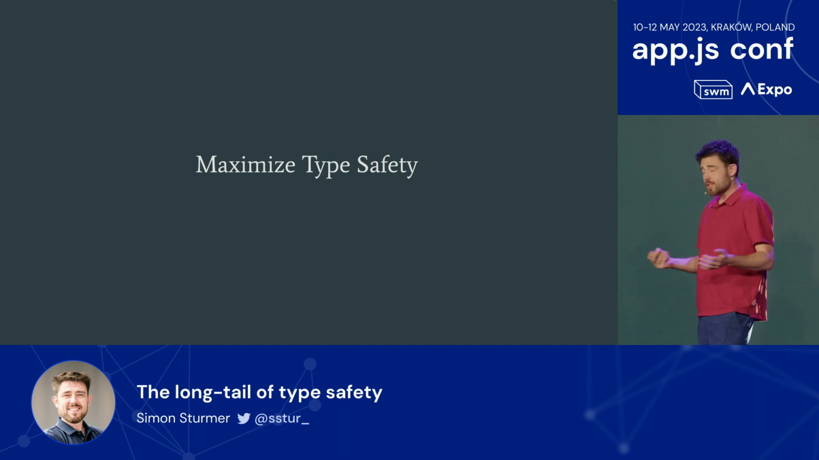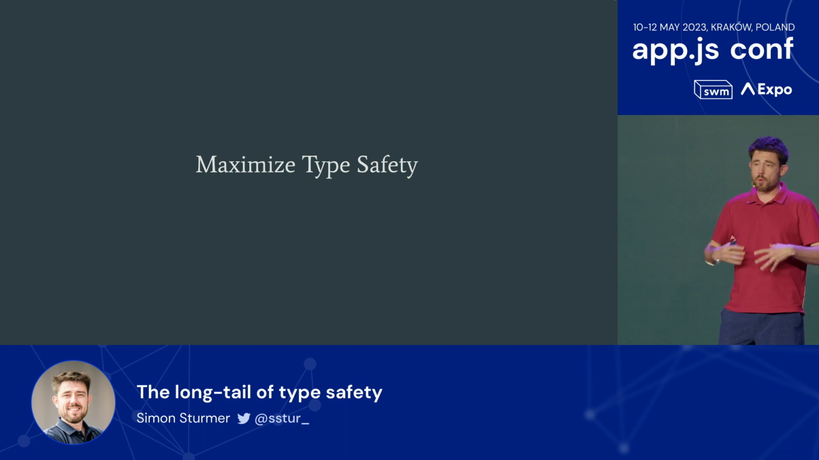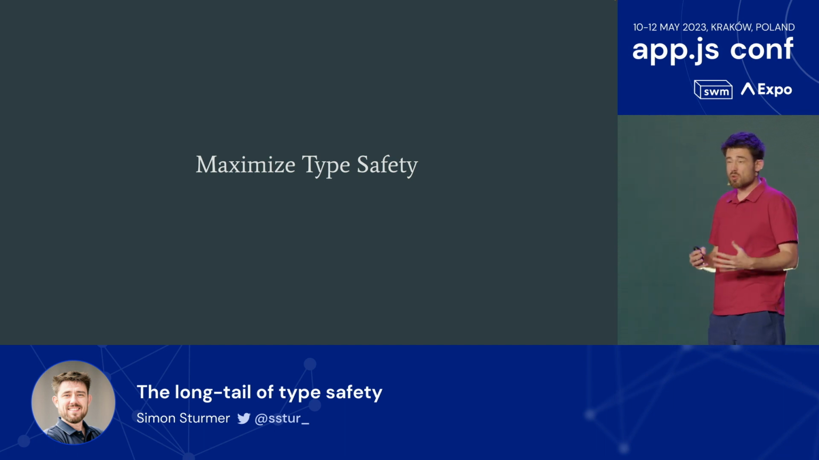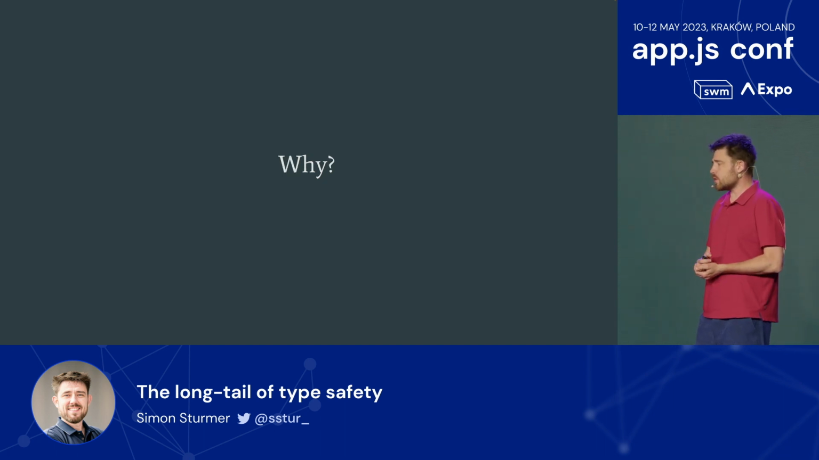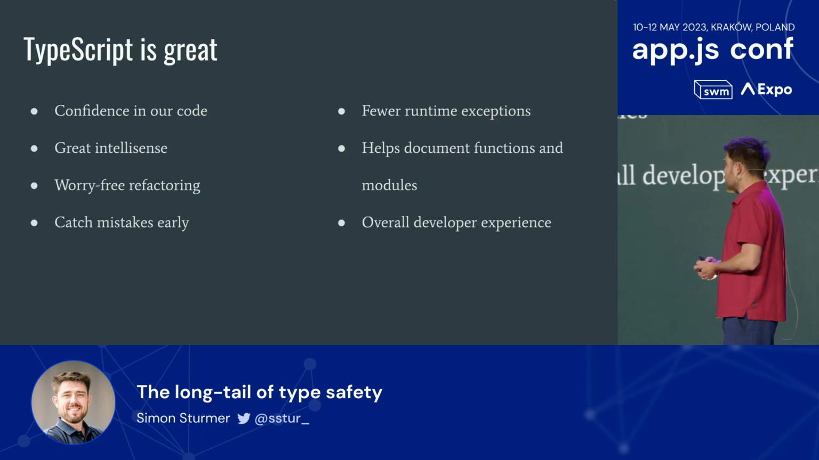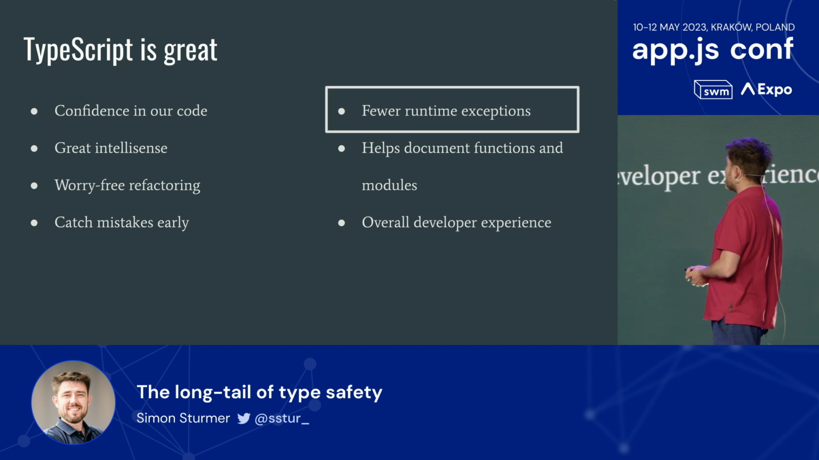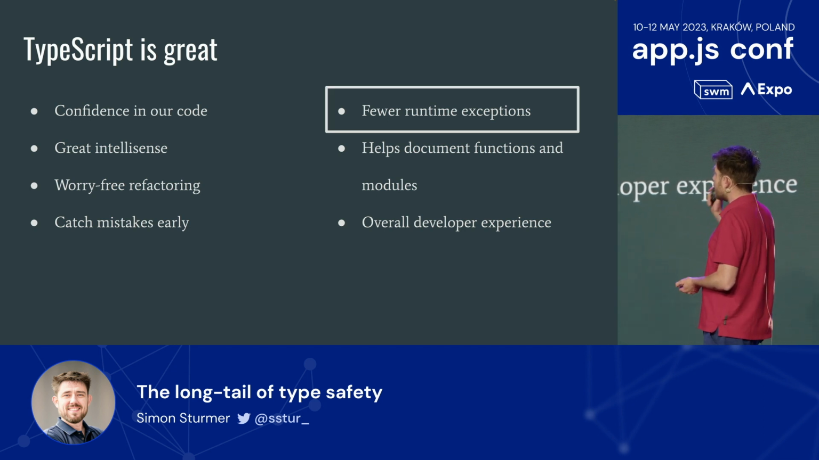But we're all here to learn about type safety, so we want to maximize type safety. We want to get a little bit more soundness out of TypeScript, at least as much as is reasonable, as much as possible. And why? Well, for all the reasons that we looked at earlier, right? We want that confidence in our code, and of course, most importantly, we want fewer runtime exceptions.